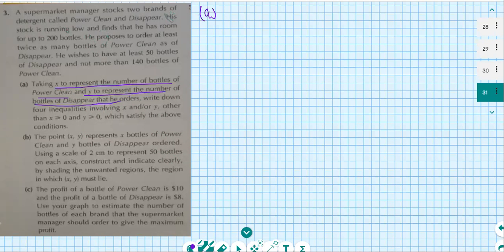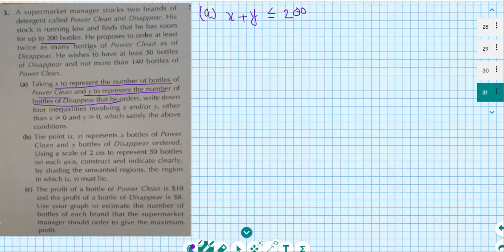So the first one is the food market stocks two brands. His stock is running low and finds he has room for up to 200 bottles. So the first one is X plus Y, not more than 200, up to 200. So it should be less than or equal to 200, because X is the number of bottles of Power Clean and Y is the number of bottles of Disappear. So the first condition is X plus Y less than or equal to 200.